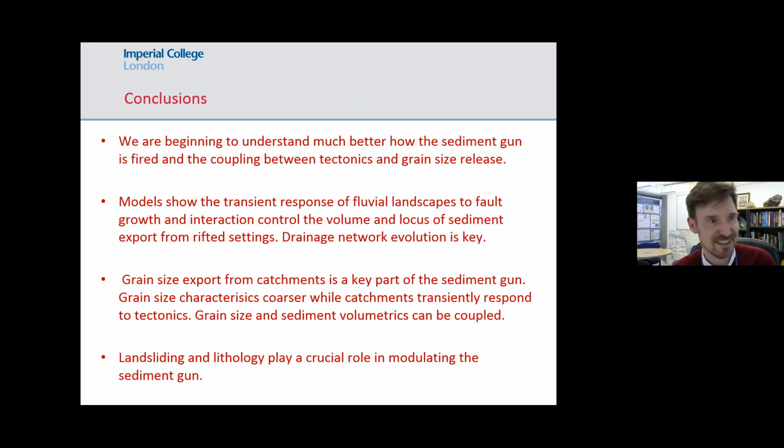So I'm going to finish with my conclusions, which are that we are beginning to understand how the sediment gun is fired and how it couples tectonics and grain size release. Volume and locus of sediment export from rifted settings is really controlled by the fault growth and interaction. Drainage network evolution is really important there, and Patience Cowie did a huge amount of work on that. Grain size is a key thing in this. Grain size characteristics are coarser while catchments transiently respond to tectonics, and they could be coupled with the volumetrics. And all of this process is modulated by landsliding and lithology and can control basin stratigraphy.